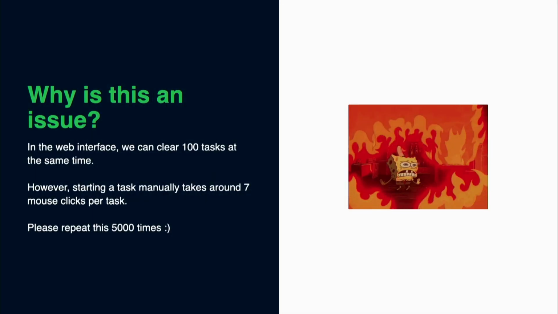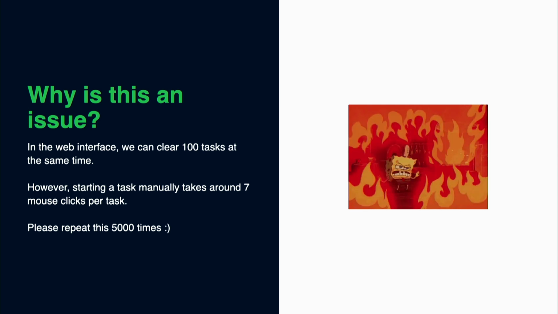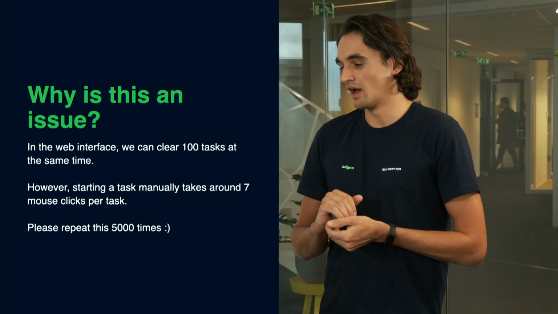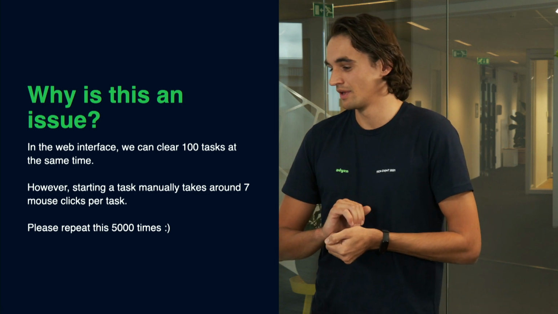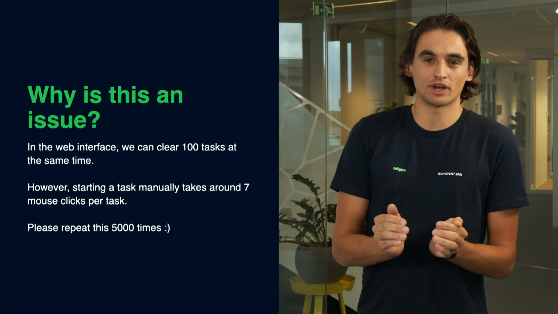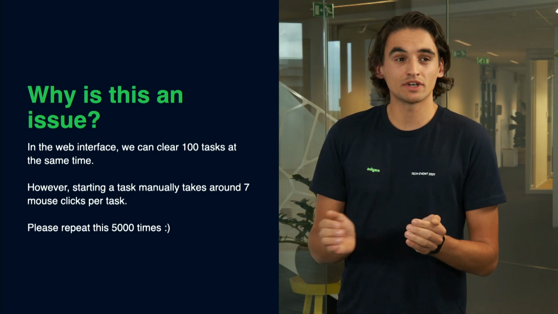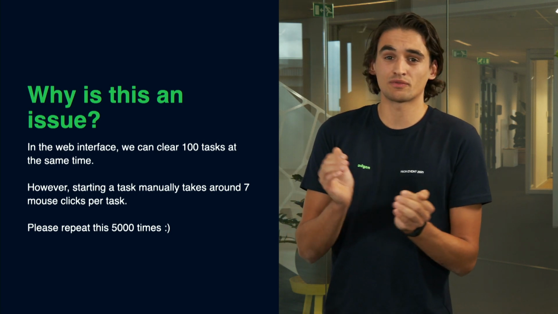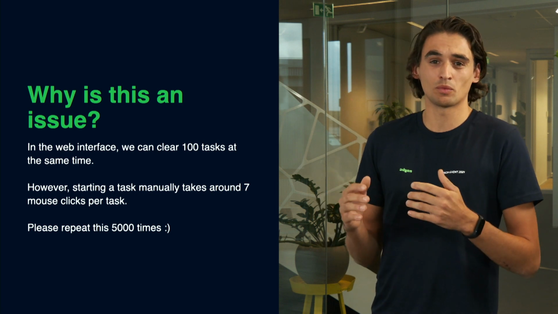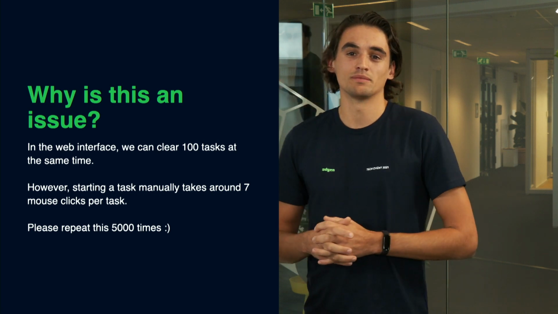So first of all, why is this an issue? Isn't there another way around? Sure, in the web interface you can clear 100 tasks, then let the scheduler rerun them. But that wouldn't work because the scheduler wouldn't run them. And then you could manually trigger the task in the web interface as well. However, for every task you wanted to rerun, you had to do 7 clicks. Now, think about doing that for 2,000 tasks, and I'm sure someone in your team will have repetitive strain injury, definitely in the long run.